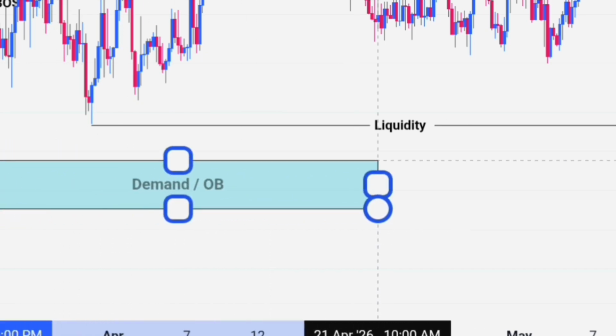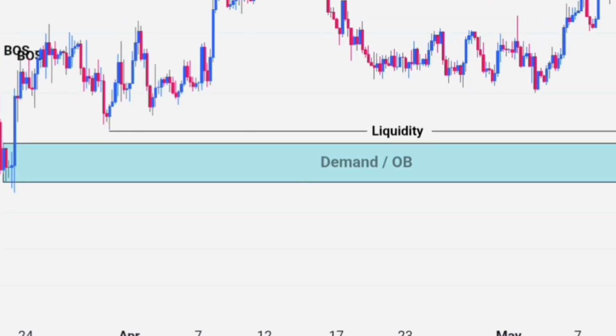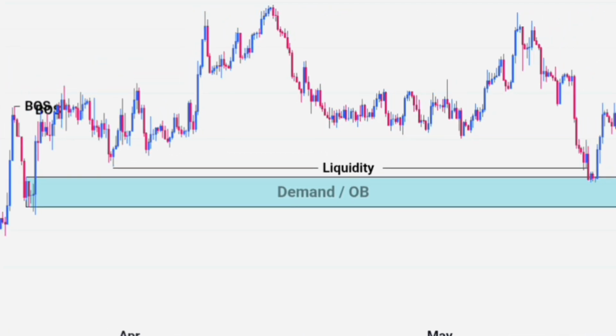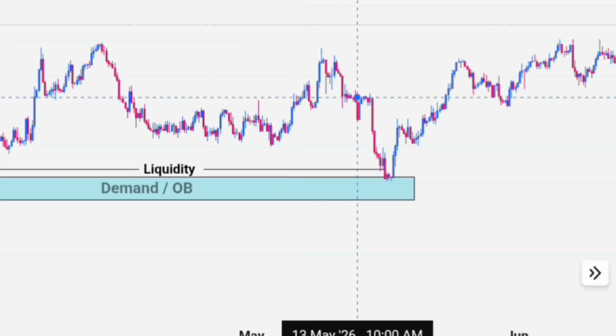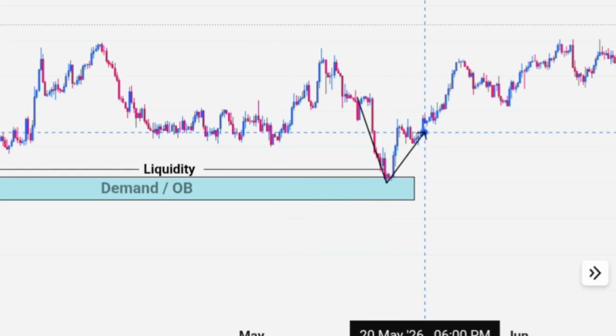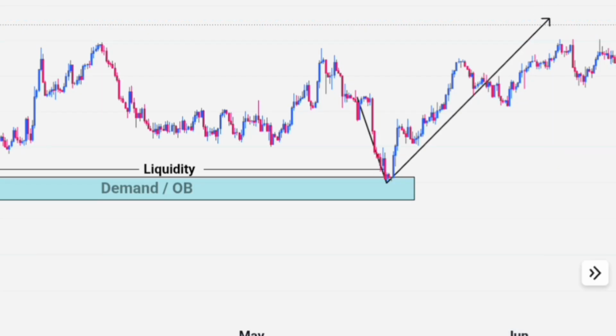Notice how the inducement formed very close to the point of interest. This is another detail I pay close attention to. I do not want liquidity sitting far away from my zone. I want it close to the point of interest. That combination makes the setup much more interesting. Price eventually returned, the liquidity was taken, the point of interest was respected, and markets continued in the intended direction.